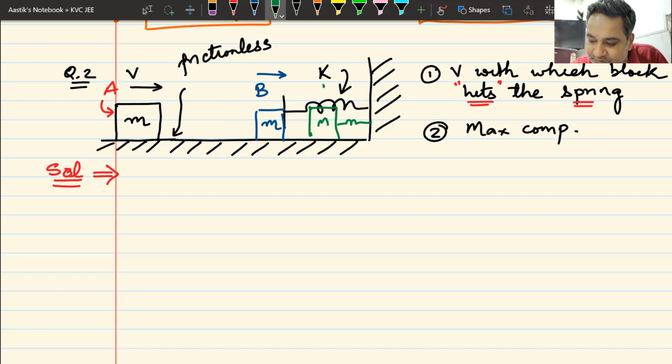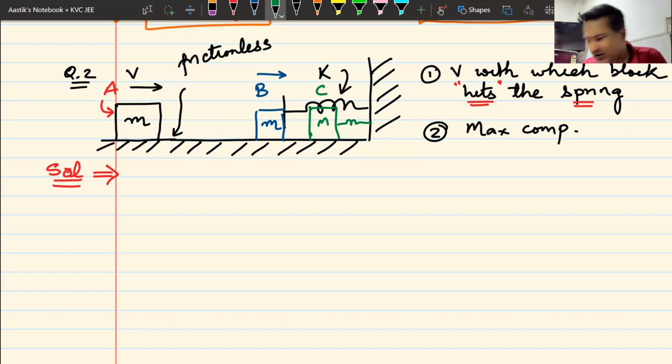This position is position C, where the spring is in its maximum compression state. So I have taken three positions. A is the initial position, B is the position where the block hits the spring, and C is the position where the spring is in its maximum compression state. Now I'll apply LOCME from A to B.